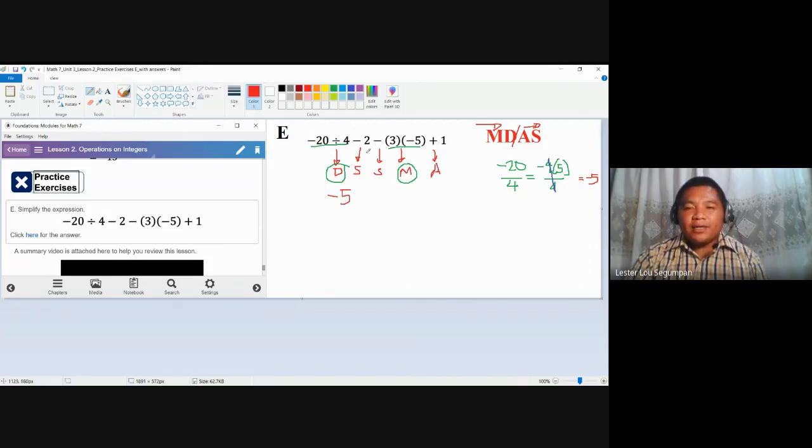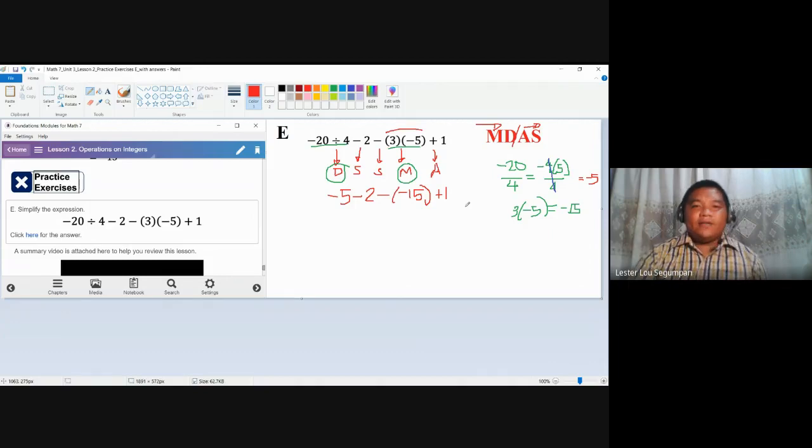The next part is subtraction, so we just simply copy it. Nothing will be applied because we are still going to combine this pair using multiplication. So you have here the operation 3 times -5. We are multiplying numbers with different signs, so we expect that our answer is negative. 3 times 5 is 15, so we place here -15, and finally bring down plus 1.